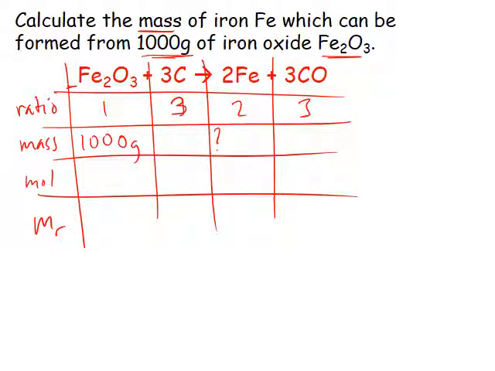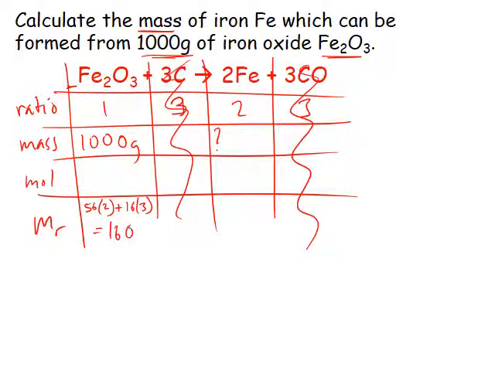We probably don't need some of these. We don't need this, but there we are. Those are our ratios anyway. Another piece of information we can find out quite easily is by looking at the periodic table. For iron, looking at the periodic table, iron is 56. So if we do 56 times 2 plus 16 times 3, we're going to get our MR of iron oxide, which is equal to 160.